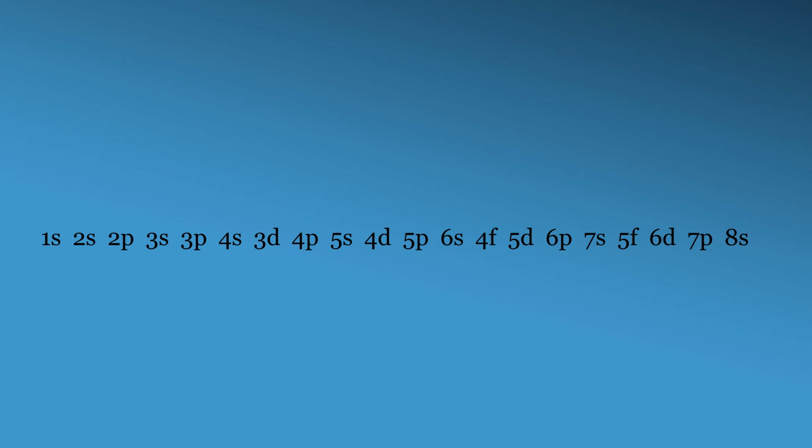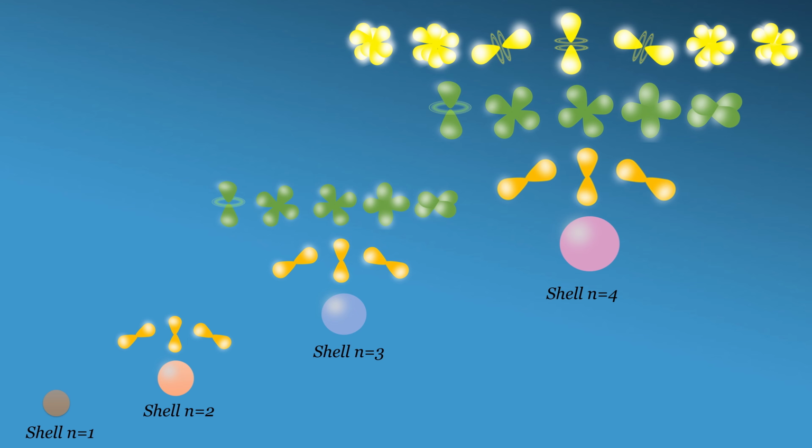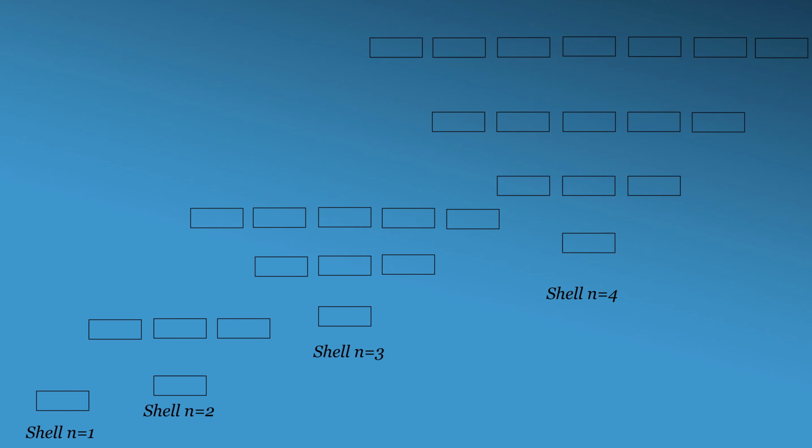We can use diagrams and notation to visualize this configuration. We often represent orbitals by drawing boxes filled with arrows to indicate electrons. An arrow pointing up indicates that the electron is spinning in the upward direction, while an arrow pointing down indicates an electron with a downward spin.